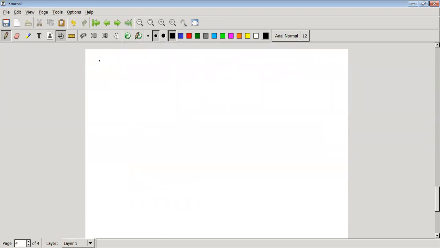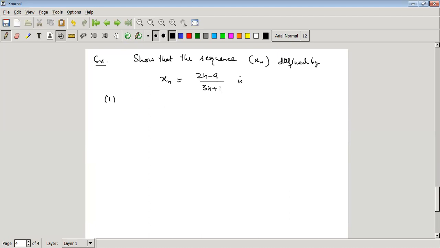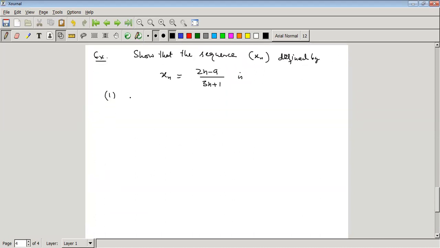So now we discuss one example. Show that the sequence xn defined by xn equal to 2n minus 9 upon 3n plus 1 is monotonically decreasing.